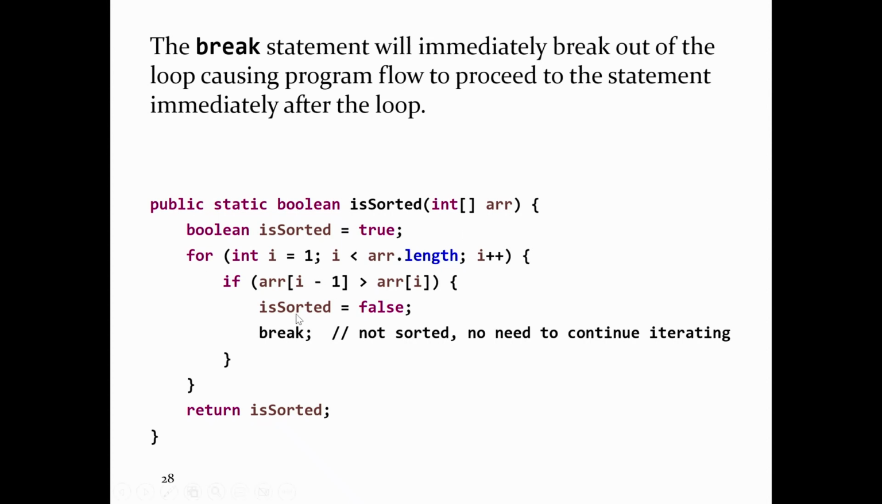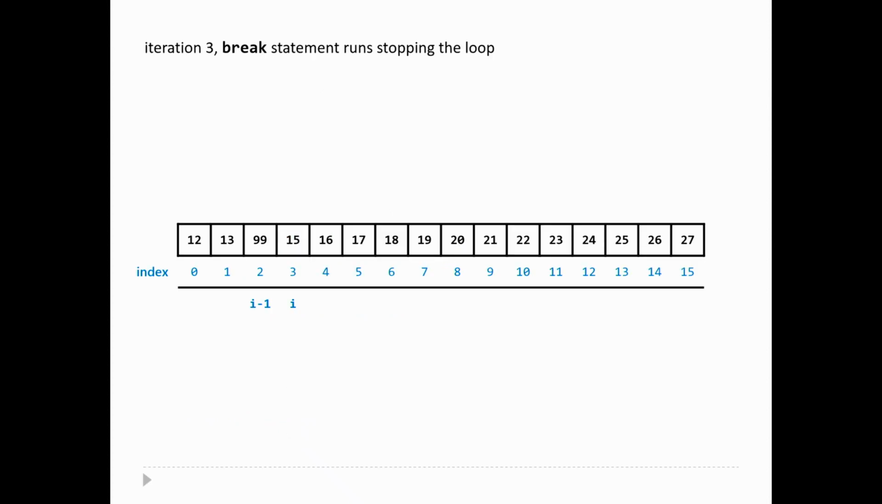All right, so if I find a pair of elements that are not in sorted order, the list is not sorted, I can stop. I don't have to look at the rest of the elements. And so when you break, you end up outside after the loop, and so now we can return false. So in this case, when I find a pair of elements, 15 and 99, where the next element is less than the previous element, we're done. So here we can stop iterating and return false.